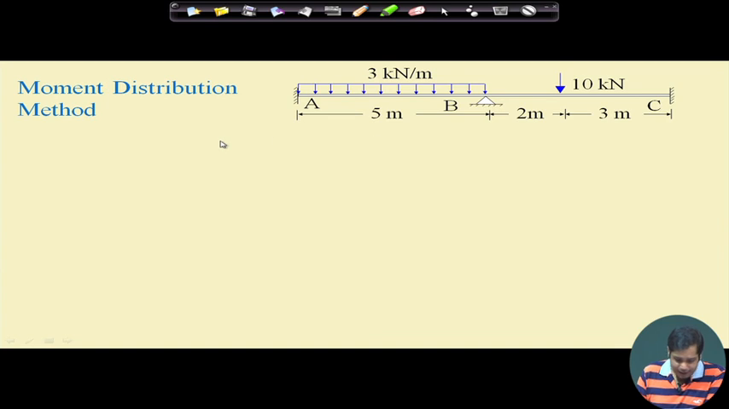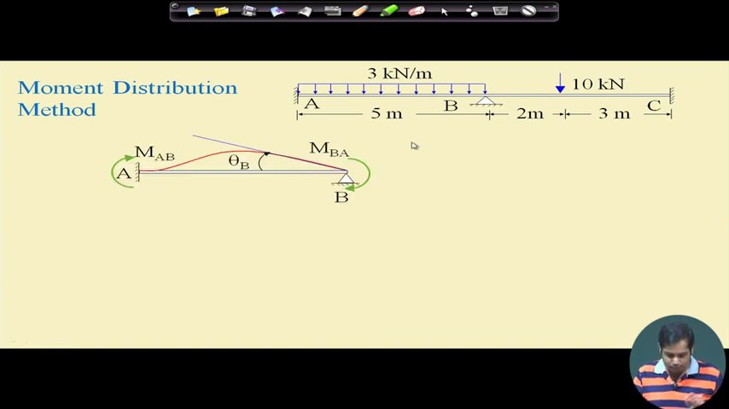Okay. Now, the first step: there are 2 spans here, span AB and span BC. Now let us separate these 2 spans. Okay. Now because of this loading, span AB may deflect and span BC will deflect. Now take the 2 spans separately. Okay.